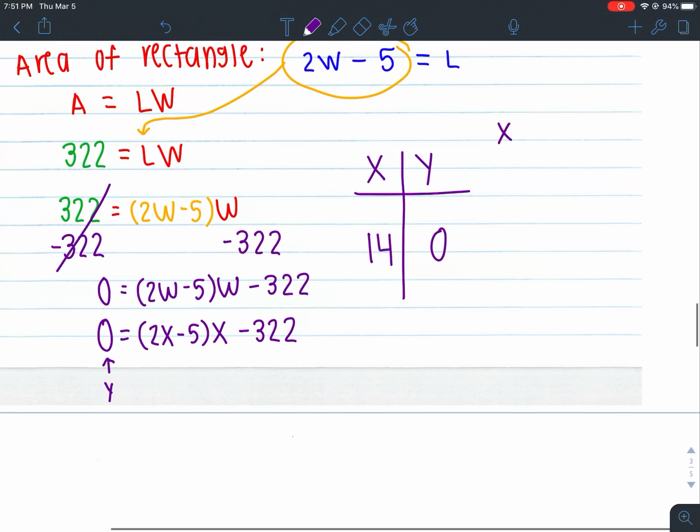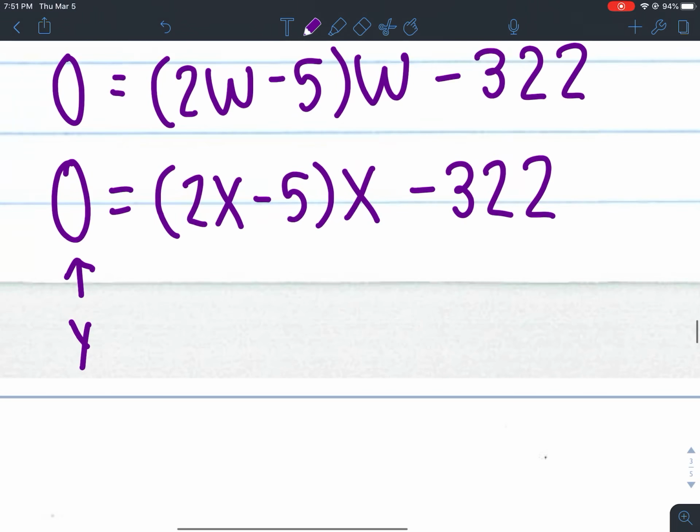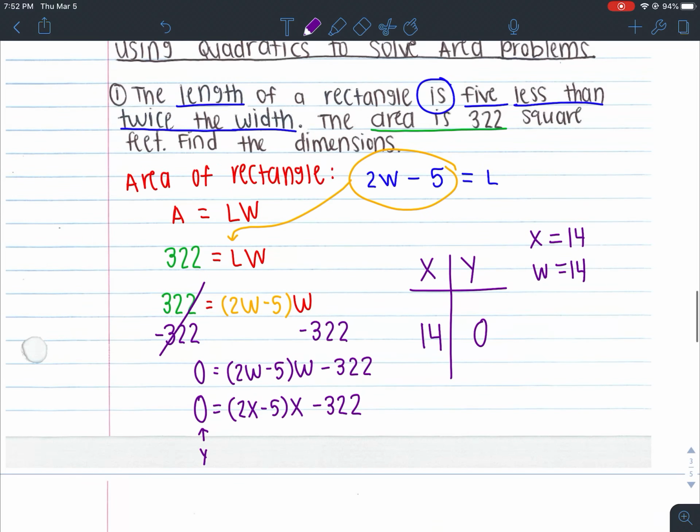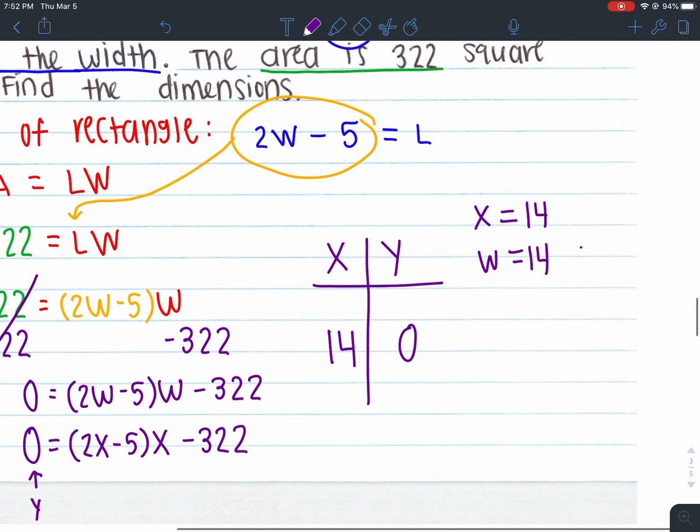Okay, so that means x is equal to 14. But what is x in this problem? Was it y or was it w? Well, remember, when we were writing our equations, what did I have to replace the w's with? I had to replace it with x's so that I could type it in my calculator. So x is equal to w in this problem, which means w equals 14, which means the width of this rectangle is 14 feet, okay?